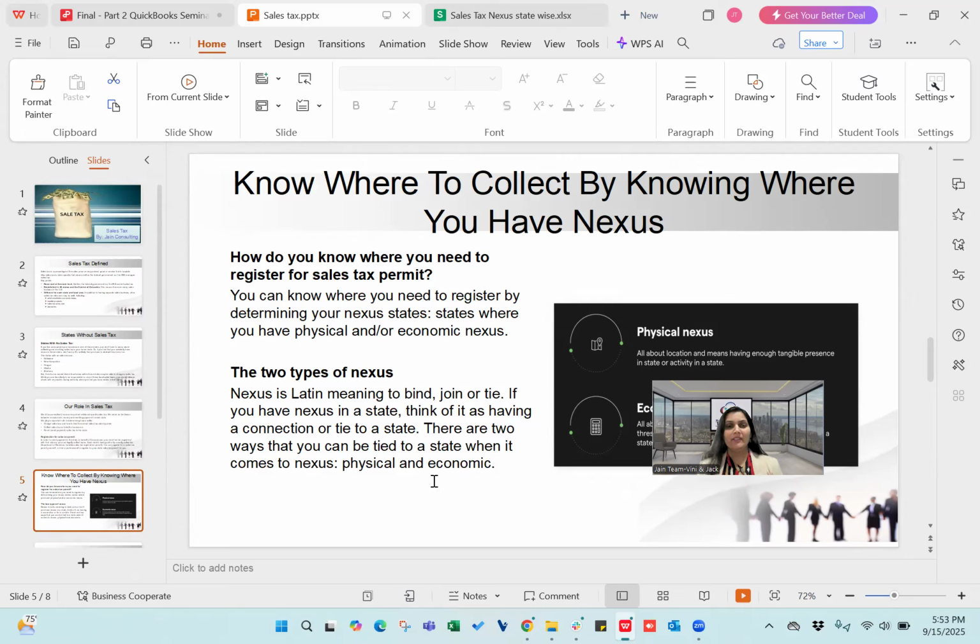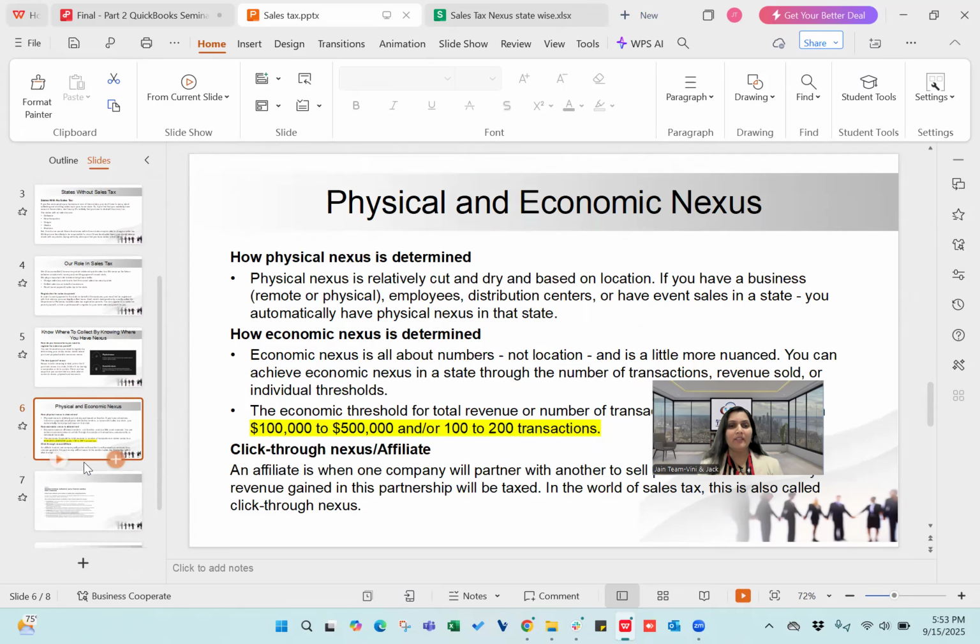There are two types of nexus. Nexus means a relationship. We will go through physical nexus and economic nexus. Physical nexus is when the goods are touching the soil of that state, or if any of the employees touch the soil of that state, we have to pay sales tax because now we have created a permanent relationship with that state. Economic nexus means we are remotely selling the goods. Somebody sitting in China selling goods in the US, in Texas, or I would say North Carolina being a better example.